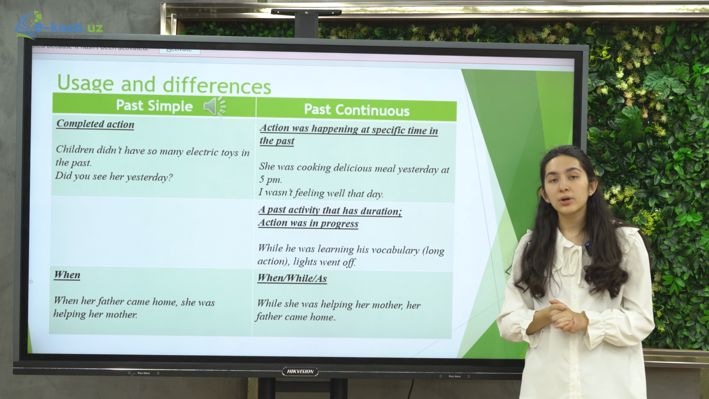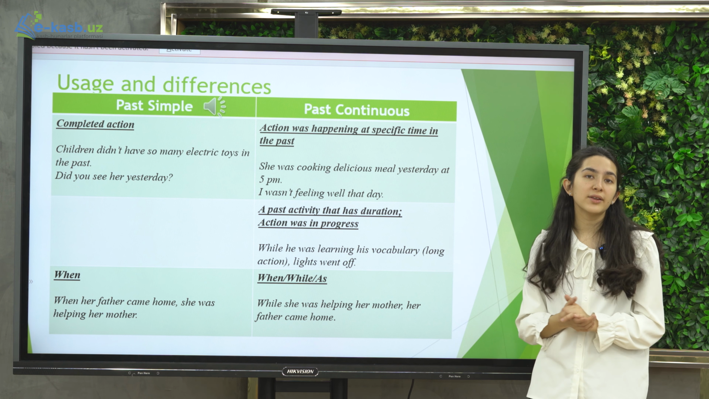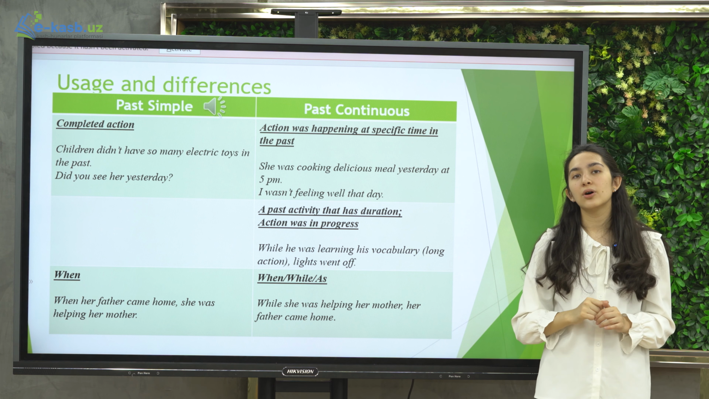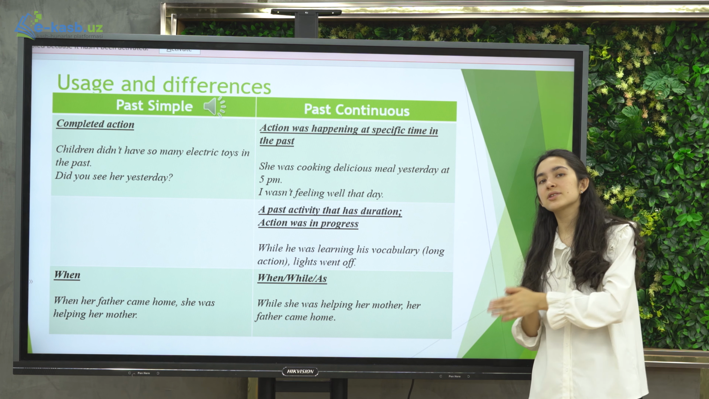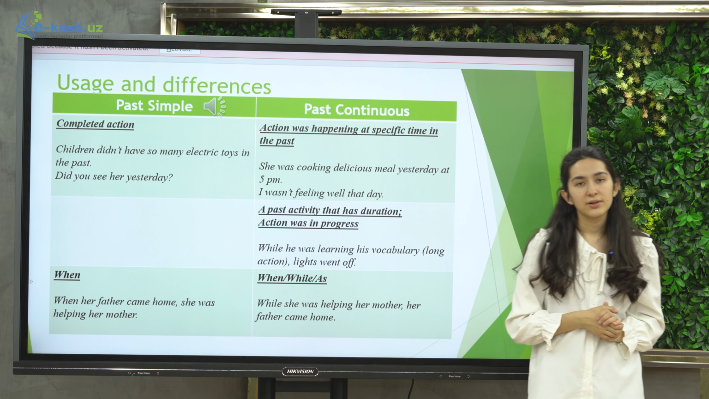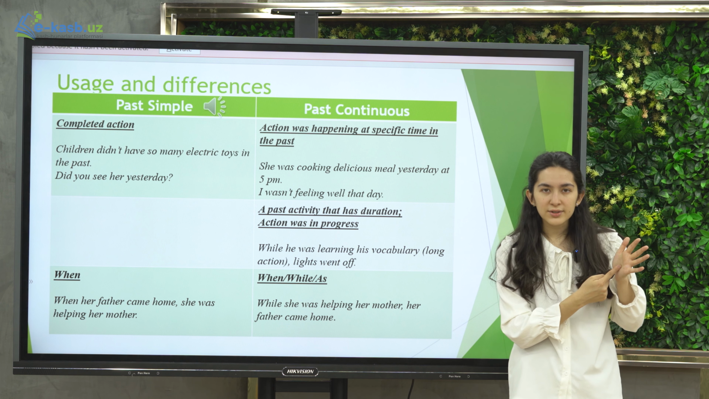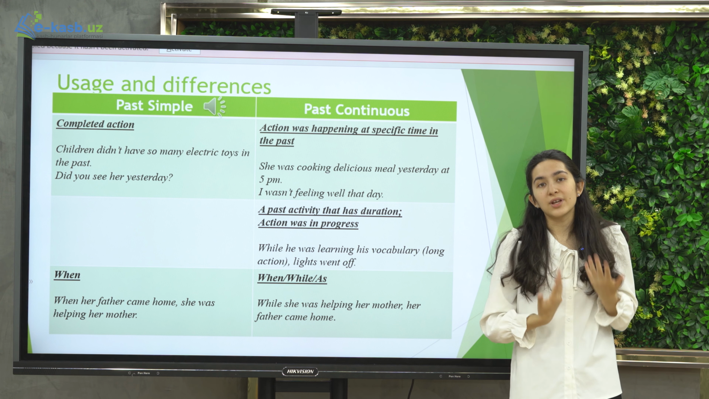Was cooking bu to'g'ri. Nimaga? Chunki ovqat pishirish jarayoni bu har doim uzun bo'ladi. Siz 1 sekundda ovqat pishira olmaysiz. Gapimizning ikkinchi qismiga qarasak. She was cutting her finger. What do you think? Is it correct? Can we cut our finger for a long time? Yes. You want to die or what?